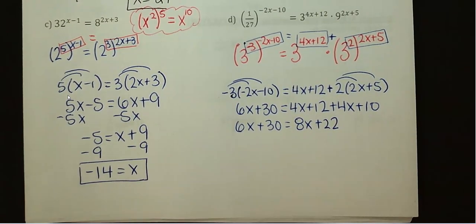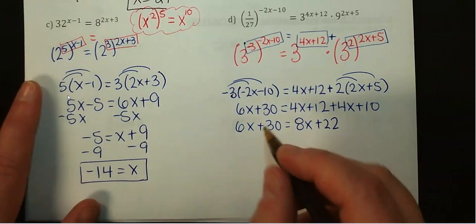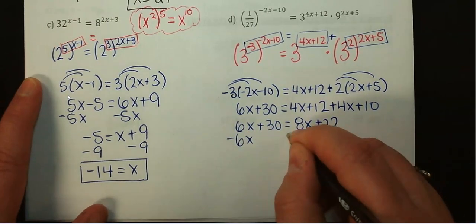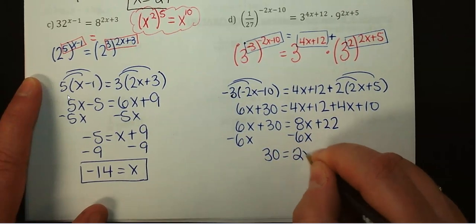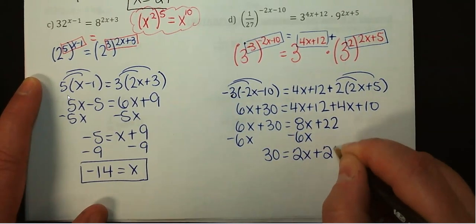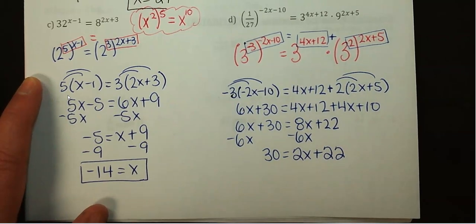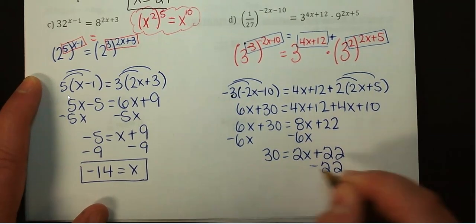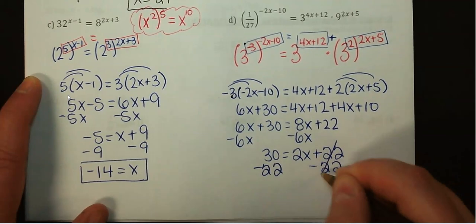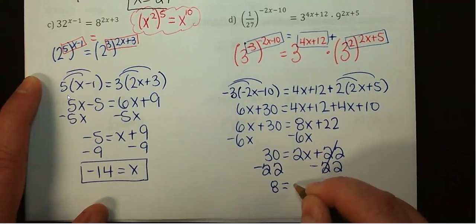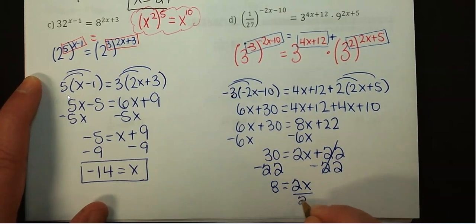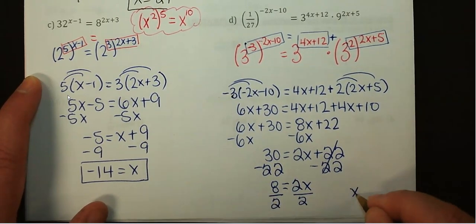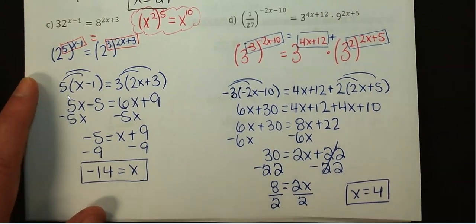Now from there, it's completely up to you. Like I told you guys in that last question, I like to try to keep my variable positive if I can. So if it was me, I would subtract 6x from both sides. That'd give me 30 equals 2x plus 22. Then I'm just going to move the 22. It's positive, so I got to subtract it to cancel it out here. 30 minus 22 is going to give you 8. And then all I got to do to get x alone here is divide by 2. So my answer should end up being 4.